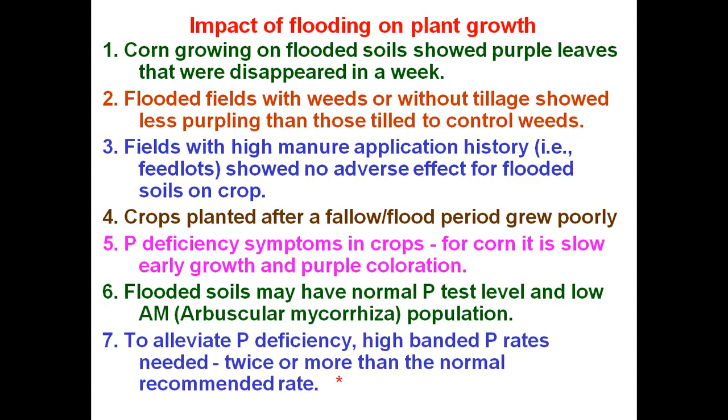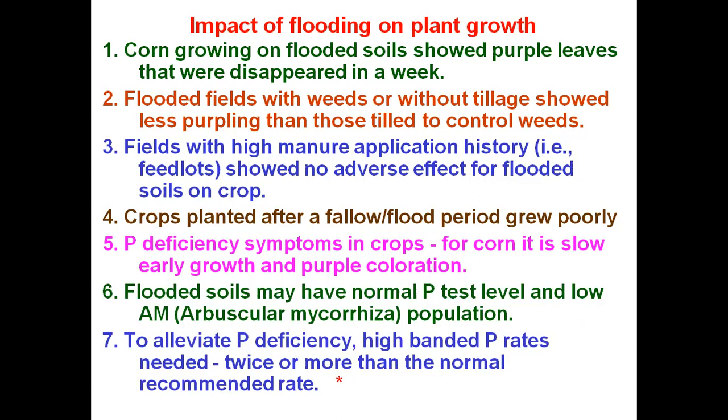If we see the impact of the flooding on the plant growth, we will observe purple leaf formation, particularly in the corn, which will disappear in a week. Flooded fields with weeds or without tillage showed less purpling than the fields which are tilled to control weeds. Fields with high manure application showed no adverse effect of flooded soils on the crops.